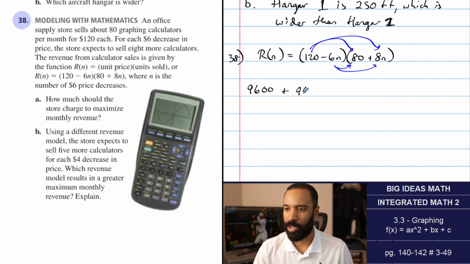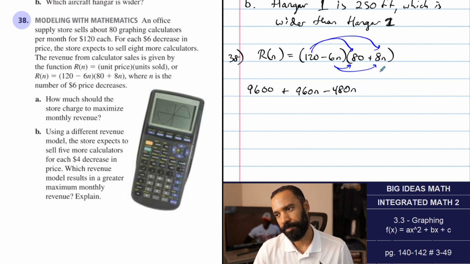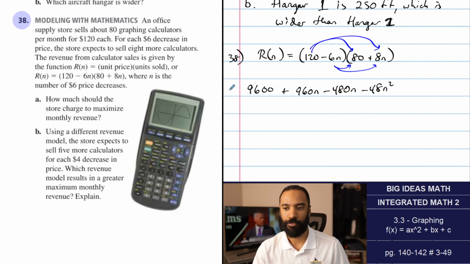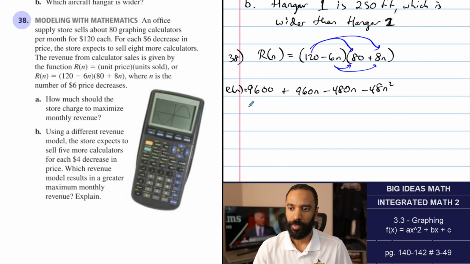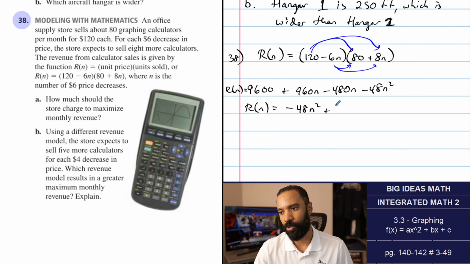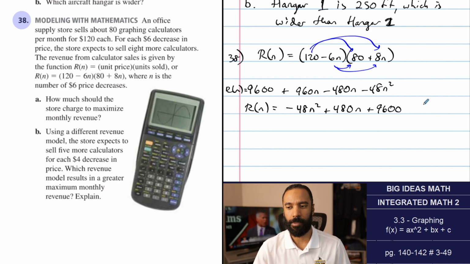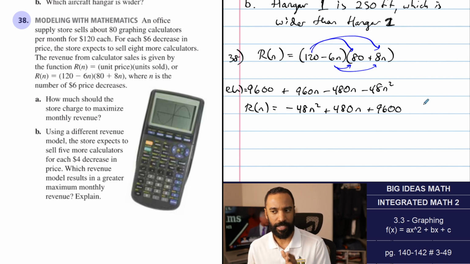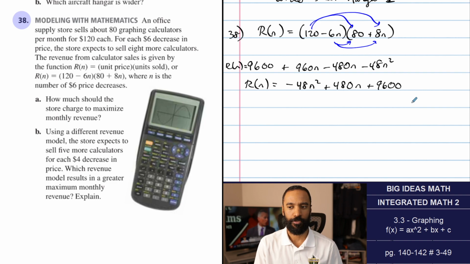Plus 8n is 960n. Minus that is minus 480n. And then minus 48n squared. Now, I want this in standard form. So r of n equals, so I have negative 48n squared plus 480n plus 9,600. So here's our model in standard form. If I did the math right, that'd be the standard form of the model.